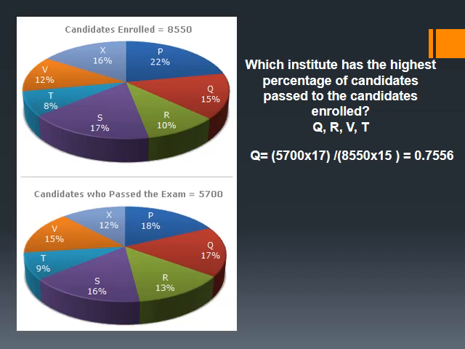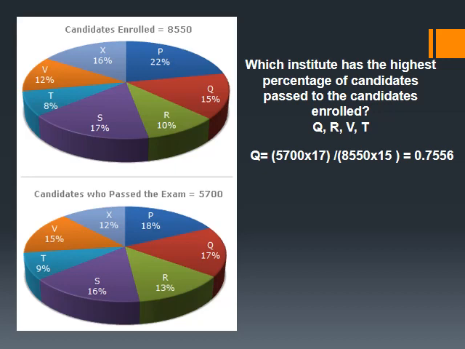16% of students out of 5,700 are there, divided by, we can see 8,550 times 17. No, it's for Q, I'm sorry. For Q, that's right. For the Q we are calculating, the number of students that passed is 17%. So 17% of 5,700 divided by, look at Q for the candidates enrolled 8,550, that is 15%. So 8,550 times 15. So that is the number of students enrolled.